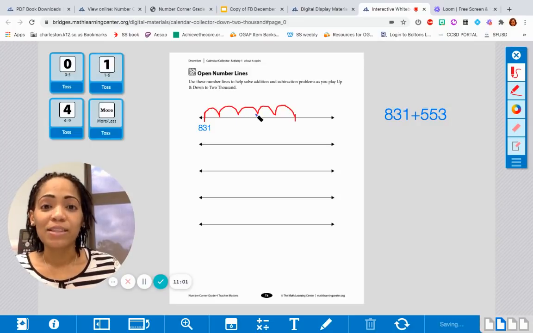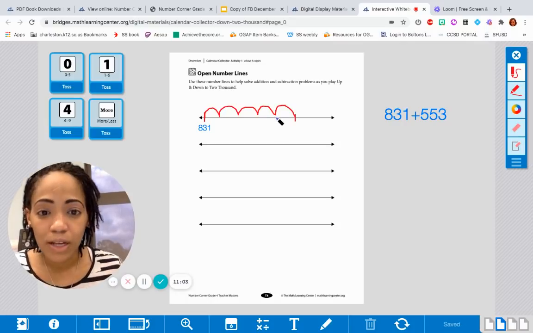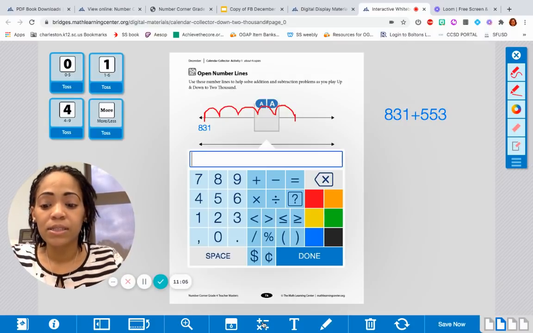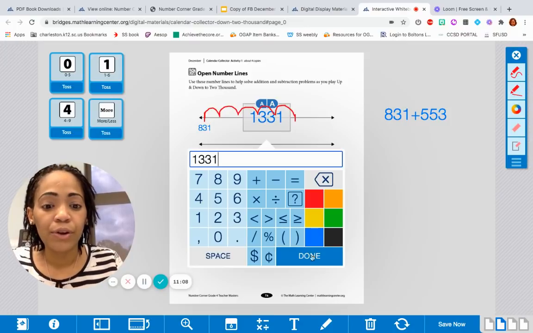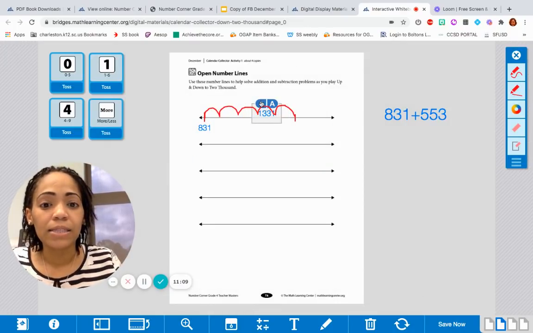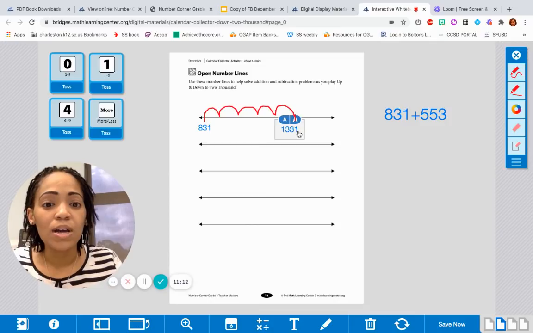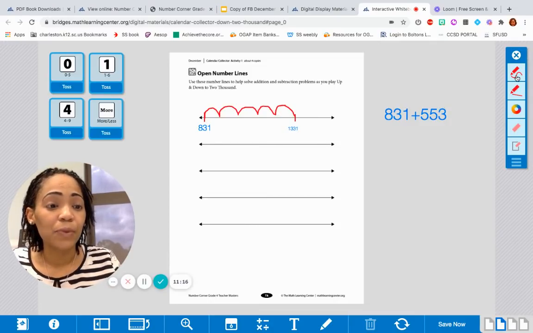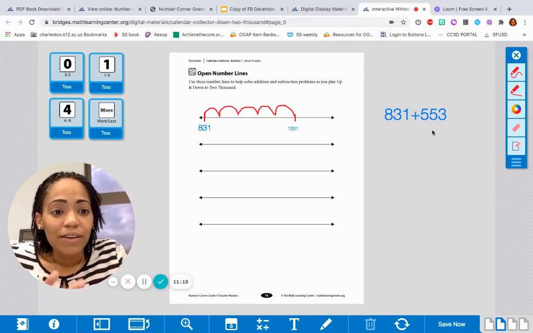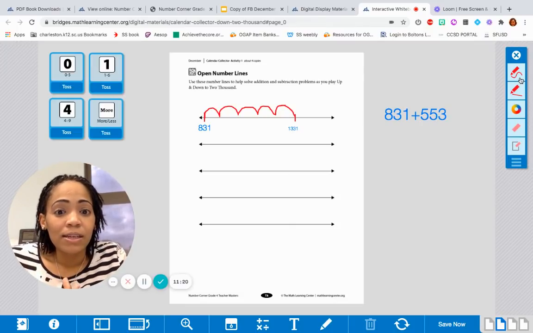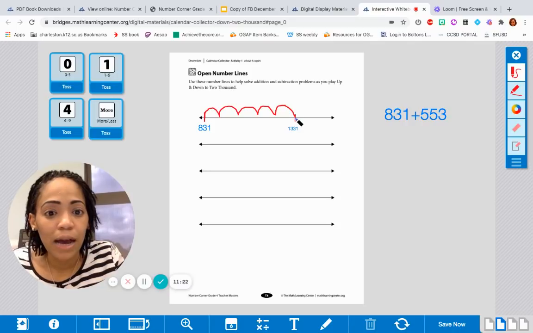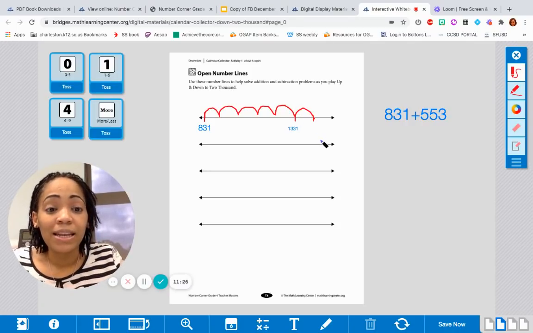1031, 1131, 1231, 1331. Are we done yet? No, we still have to add 50, right? Let's do it. We can add 50 because 5 tens plus 3 tens is going to give us 8 tens. So I can do a hop of 50, which is going to give me now 8 tens.